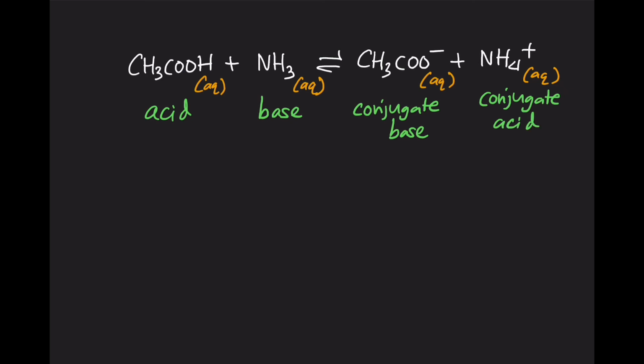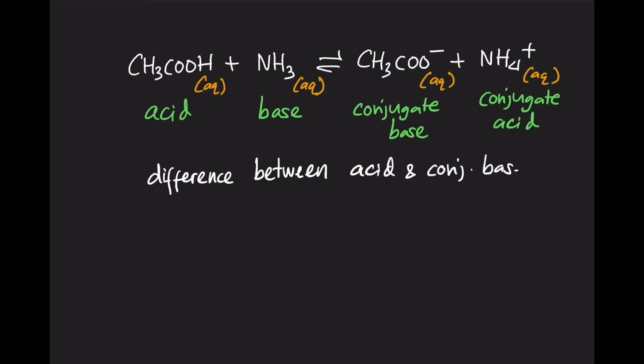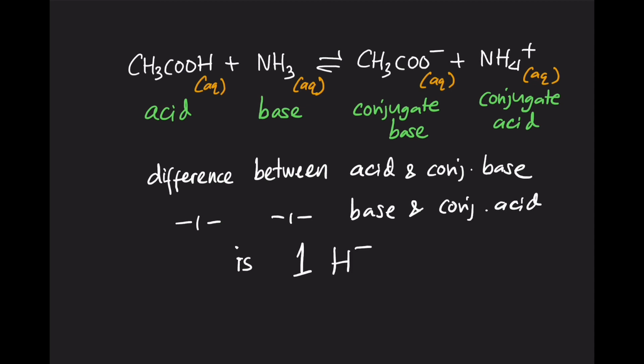Now, this is what we call the acid-base conjugates, and it is important to note that the difference between an acid and its conjugate base, as well as the difference between a base and its conjugate acid, is only 1 H+. The one with more H+ is the acid, and the one with less H+ is the base.